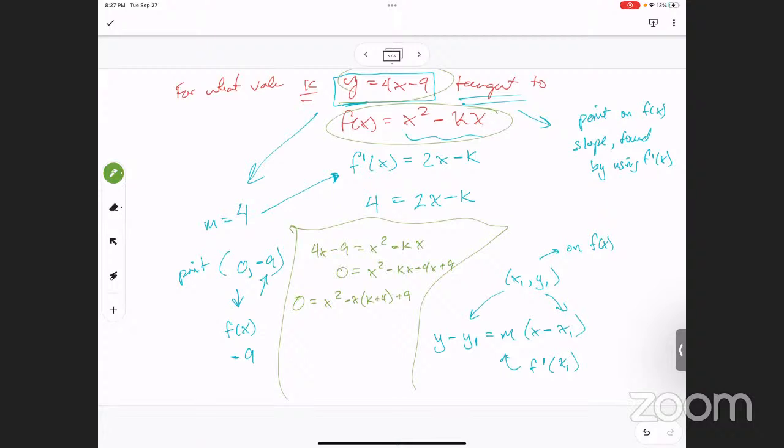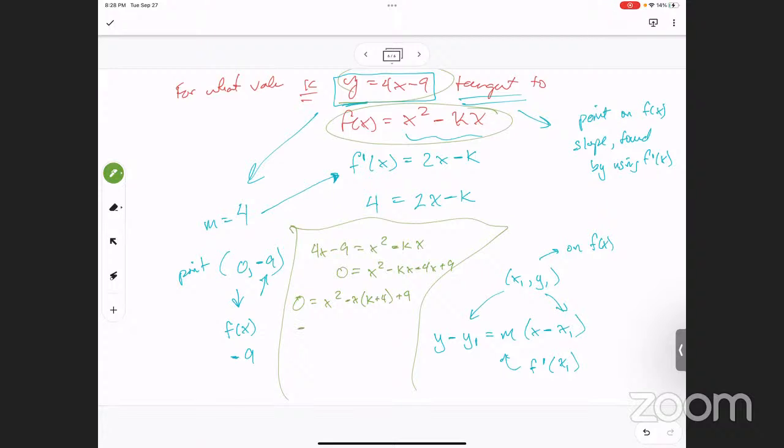So what's this going to do for me? This is going to find the point. There's going to be two solutions for that. That's going to be the point where it intersects. Value k tangent. And I would, let's see. How can I solve that? I mean, I can use the quadratic formula, I guess.